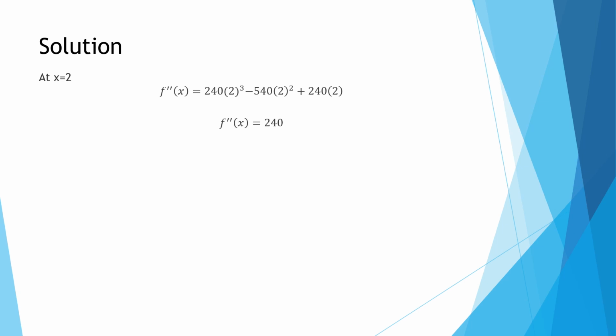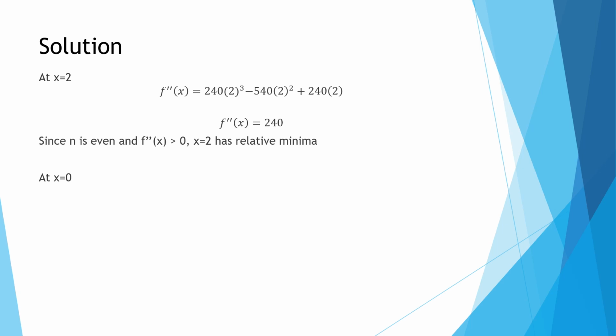So the functional value of the second derivative at x is equal to 2 is 240. Now again, since n is even and f double dash of x is greater than 0, therefore x is equal to 2 has a relative minima at this particular point. So the value at x is equal to 2 is a local minimum or relative minimum. Now the third point, x is equal to 0.